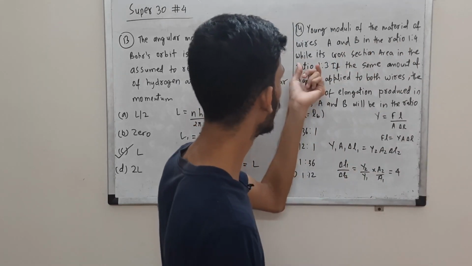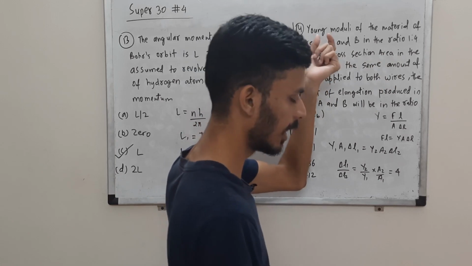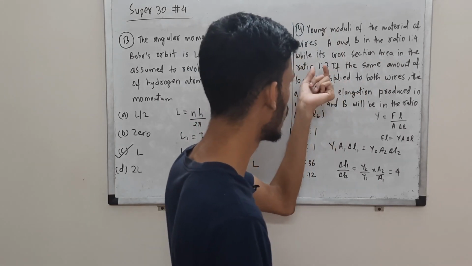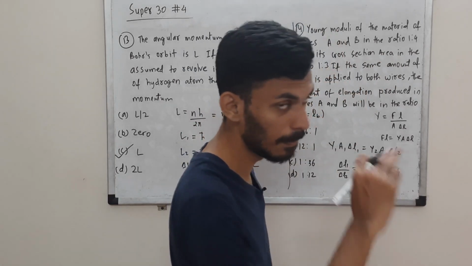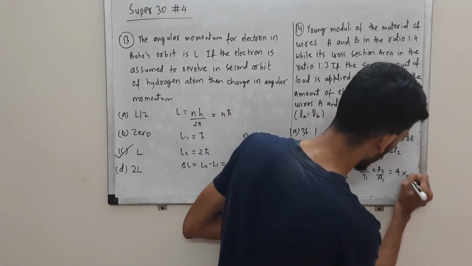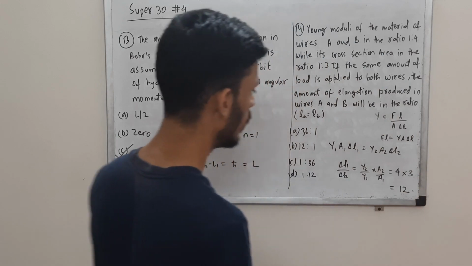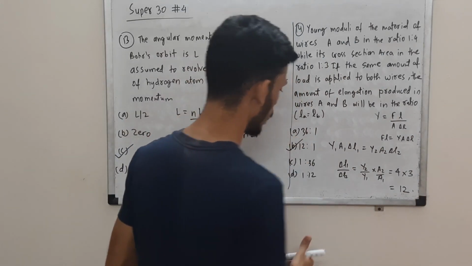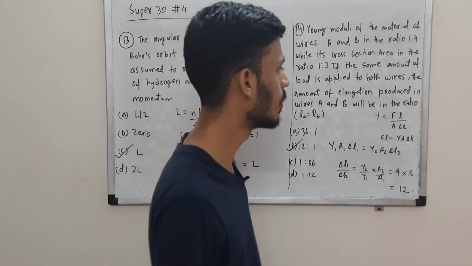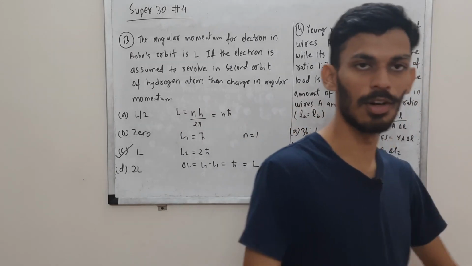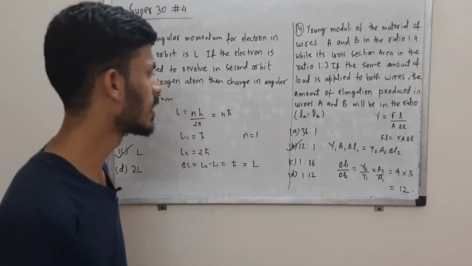Okay, so similarly, if you see the cross section, area of A divided by area of B is 1:3. But here we want B by A, so it is again inverted. So that is 4 3s are 12, and the ratio will be 12:1, which is option B. So be very careful while substituting. It was pretty straightforward. Okay, so that's about this question.